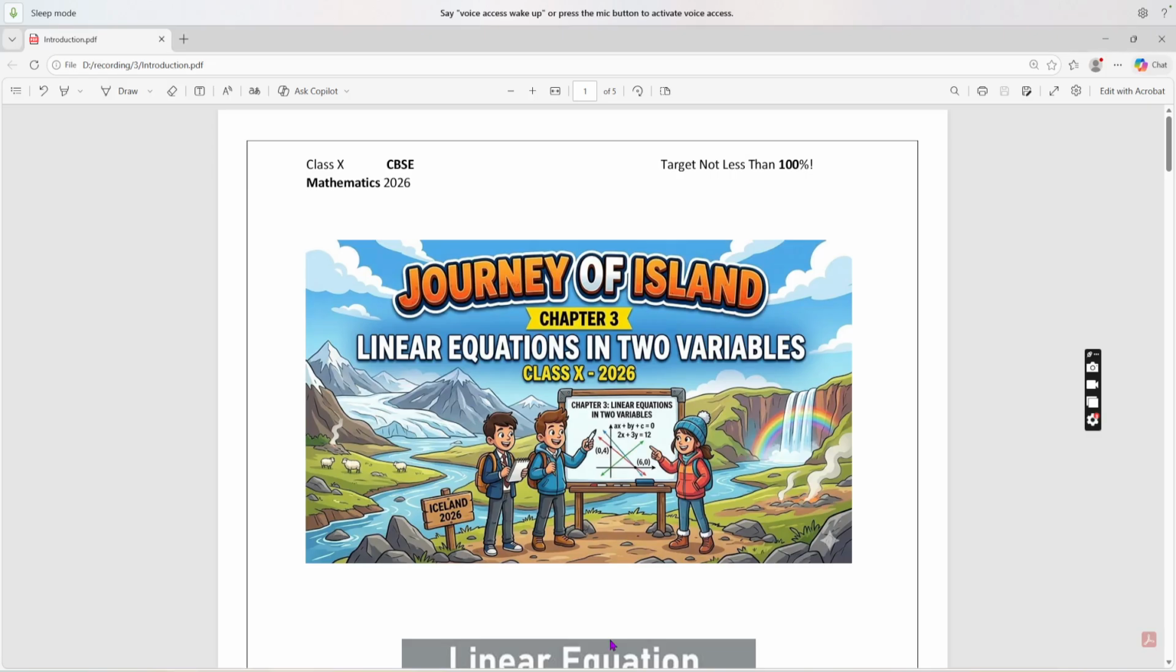Get ready for an exciting journey into Chapter 3, Linear Equations in Two Variables, for Class 10th boards to be evaluated in 2027 under the CBSE pattern. And I am Arun Hira, your companion in our marvelous journey. This is going to be an amazing journey to be enjoyed to the highest level.